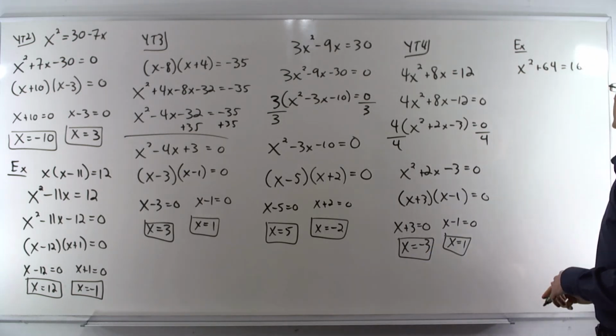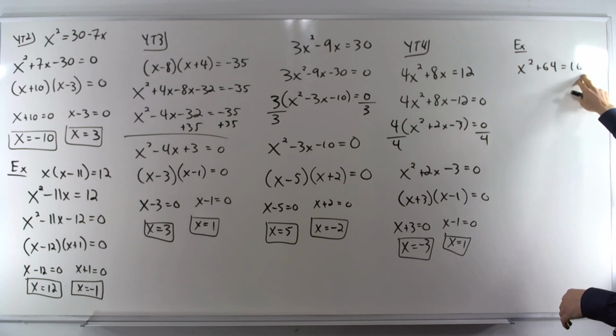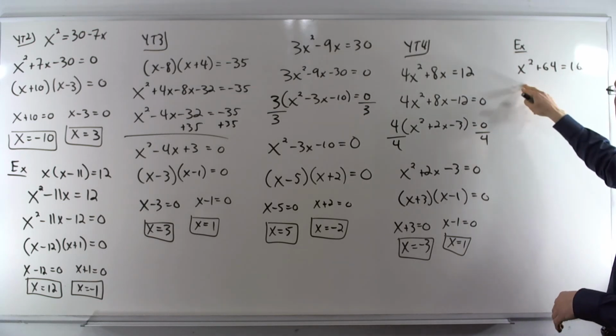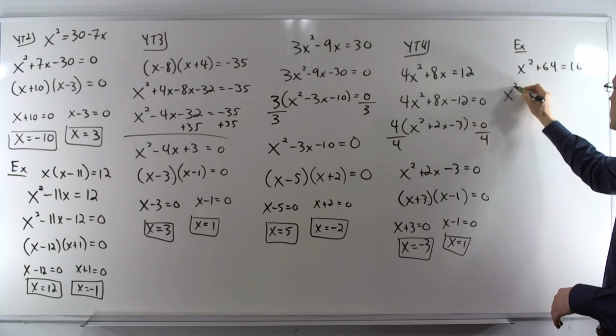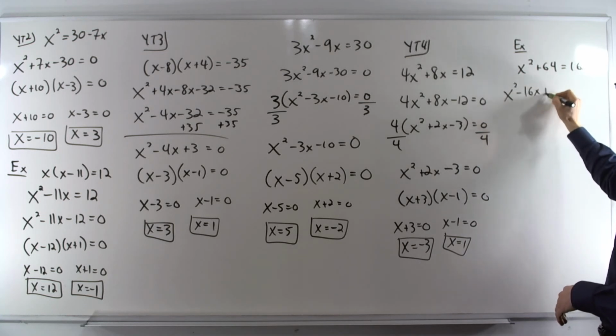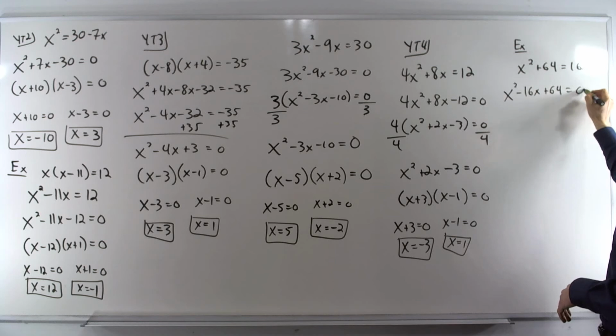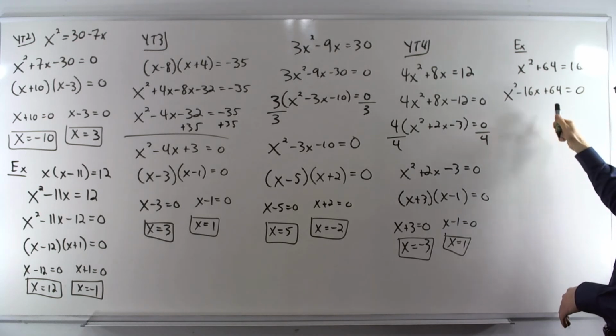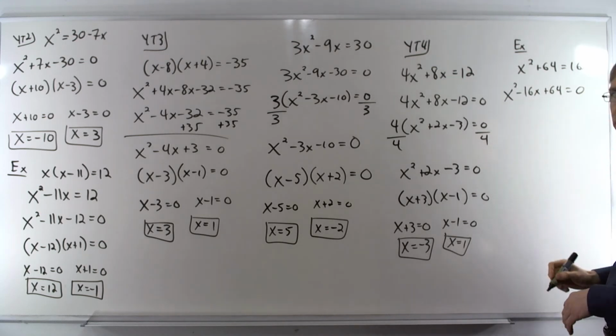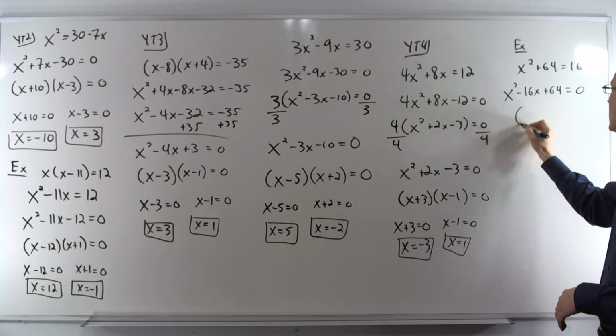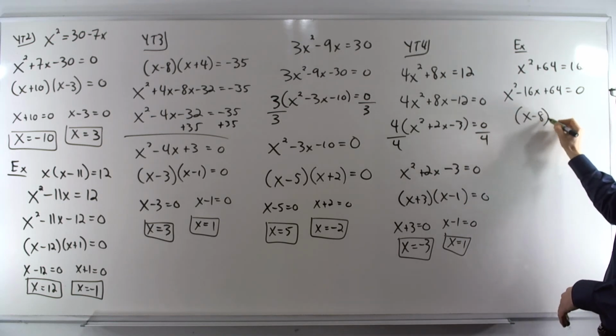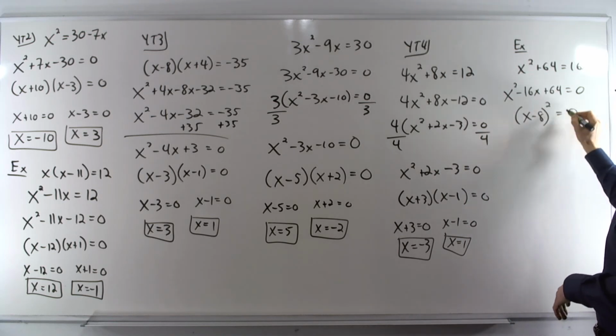All right, next up, we got x squared plus 64 equals 16x. So I'm going to take this 16x term, move it over to the left, make it negative. And now we have a perfect square trinomial. That factors into x minus 8 squared equals 0.